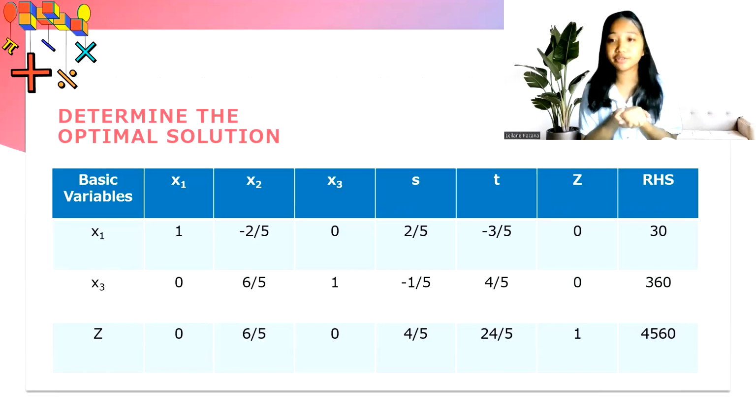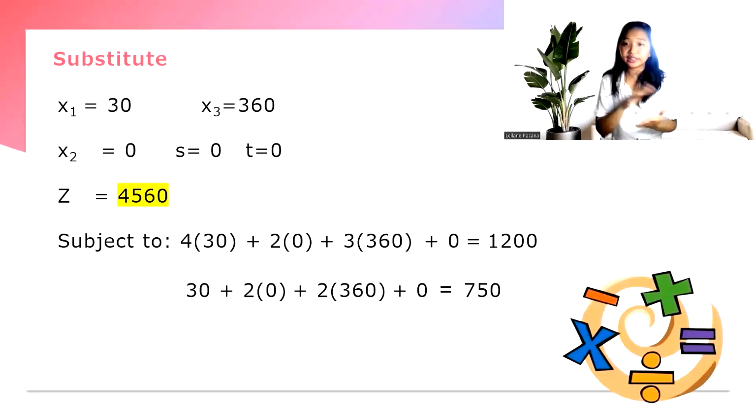And now we just have to interpret it. So our x sub 1 here is 30. Our x sub 3 here is 360. And our z, or the profit here, is 4,560, looking at the basic variables and the right-hand side. So now we have to interpret it.